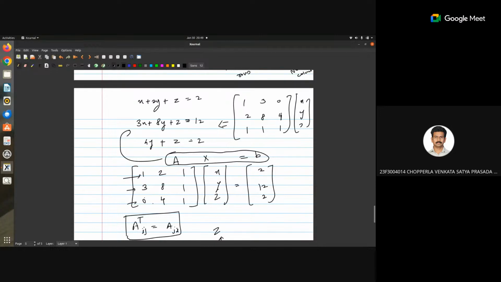Okay, let me express my doubt. We have the set of equations here. Then we have represented these equations in the vector form on the right side: 130, 284, 111. Correct. And if you do the transpose of that, we got the one below: 121, 381, 041. So now if you take a column, how can that represent a vector? See, any combination of three numbers can represent a vector. But in this case, that doesn't truly represent a vector, sir.